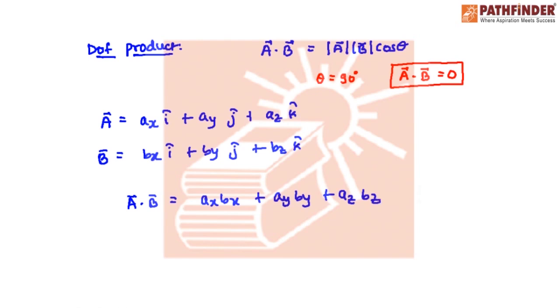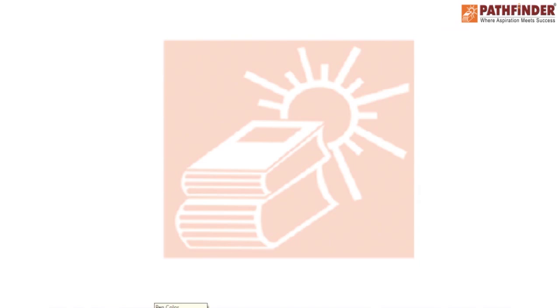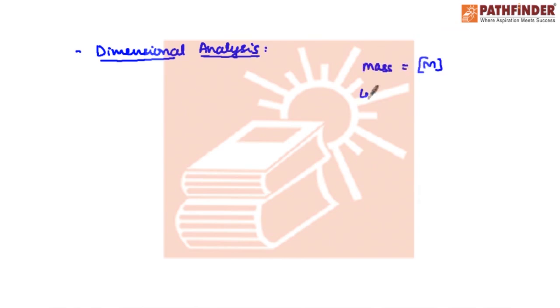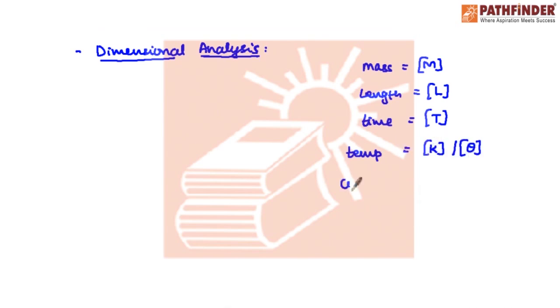Now we deal with another aspect of this portion we are covering. This is dimensional analysis. Now dimensional analysis is a very basic aspect of physics. We say that there are 7 fundamental quantities, and we express the other quantities in terms of the dimensions of these 7 fundamental quantities. Now these 7 fundamental quantities are mass, length, time, temperature. We write it as K or theta. Then we say current. We write it as A or I. Then we write amount of substance, which is also called mole.